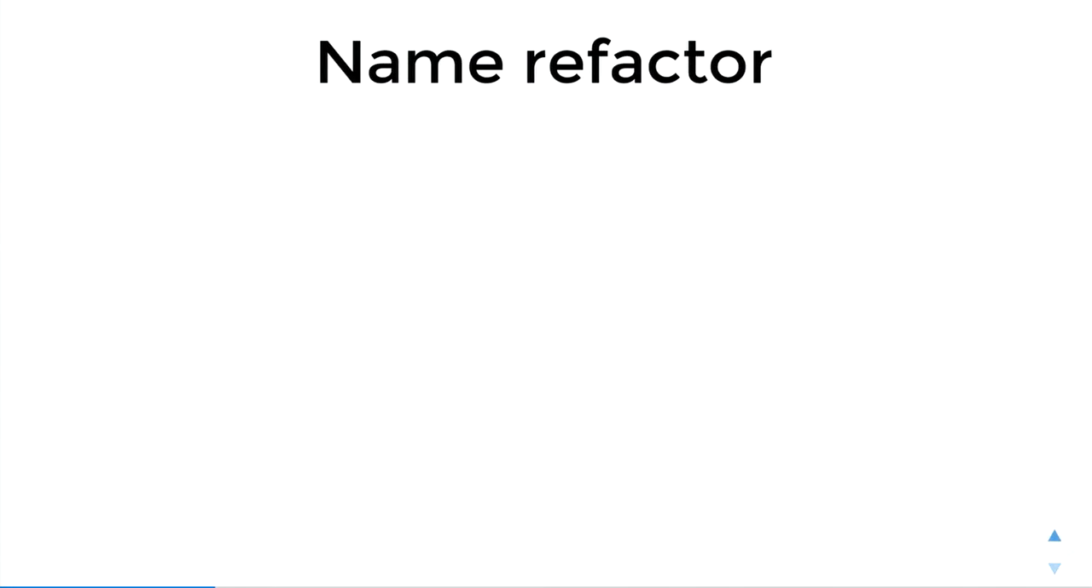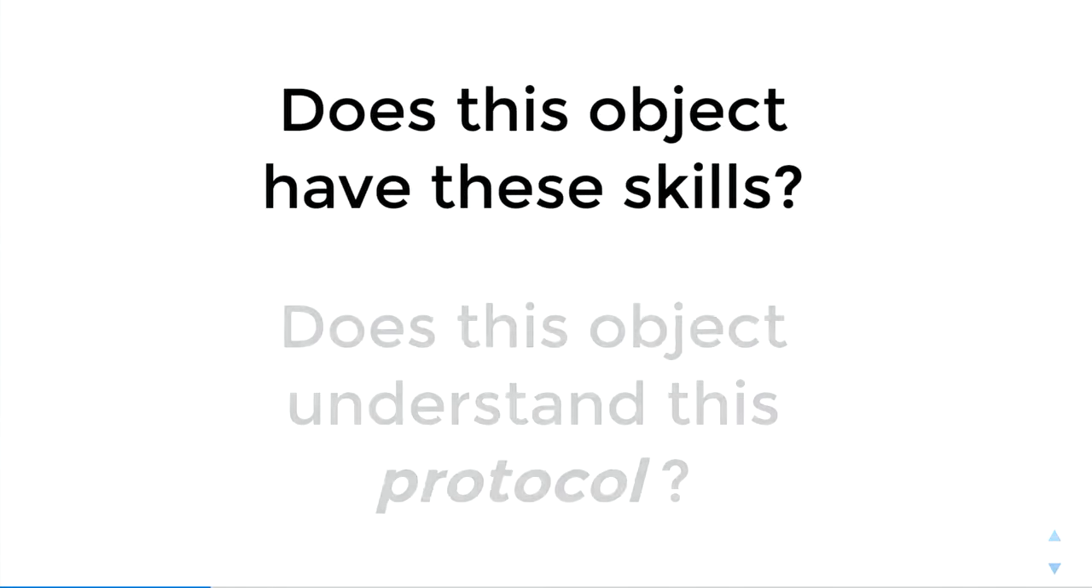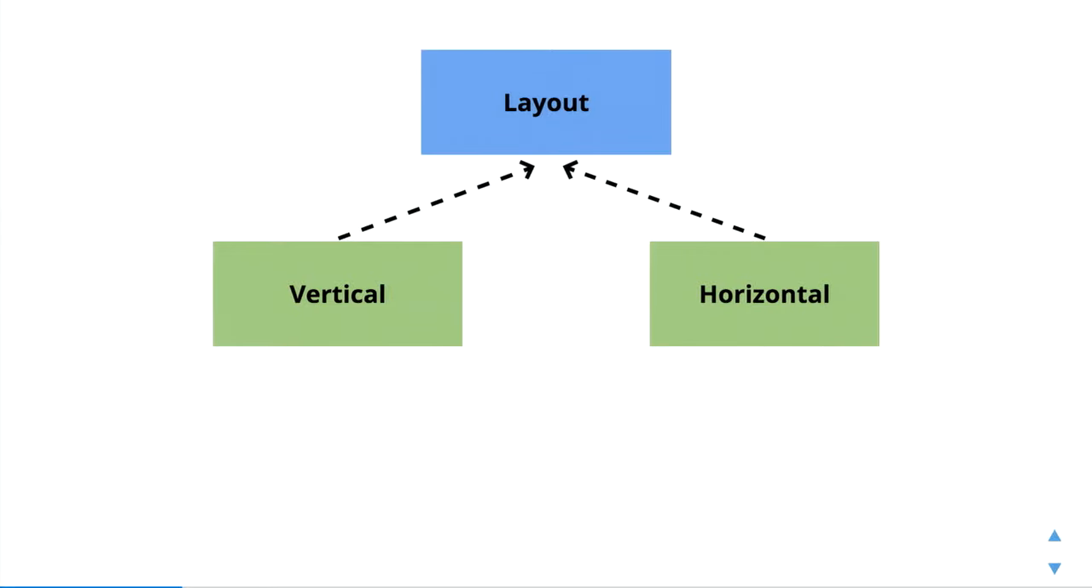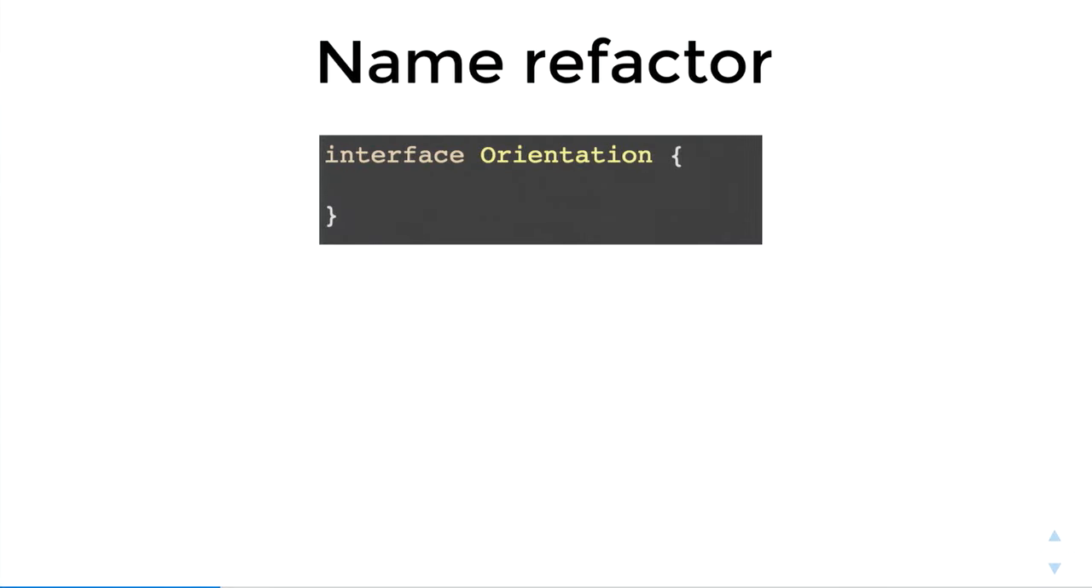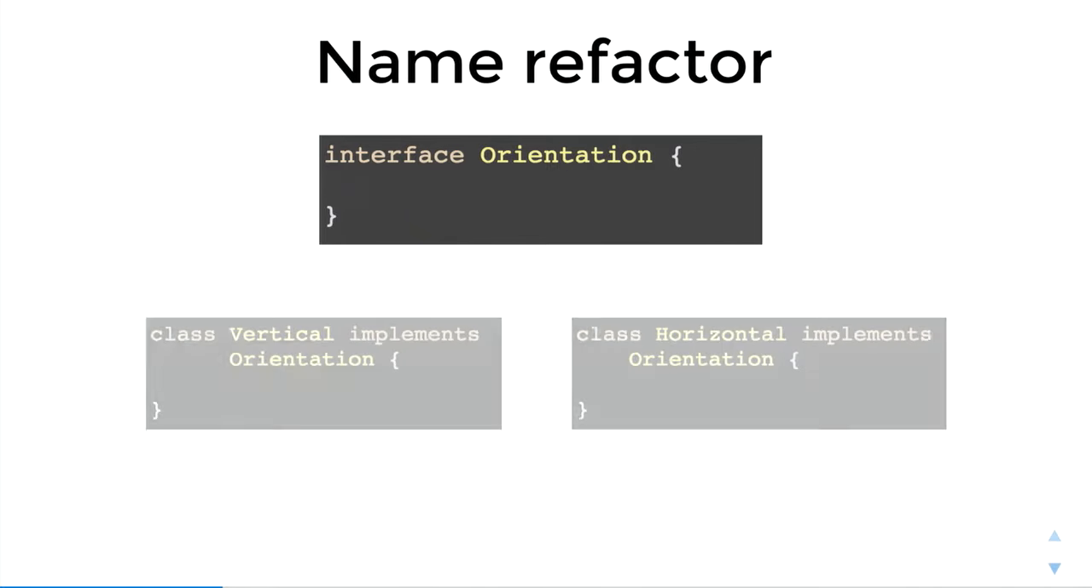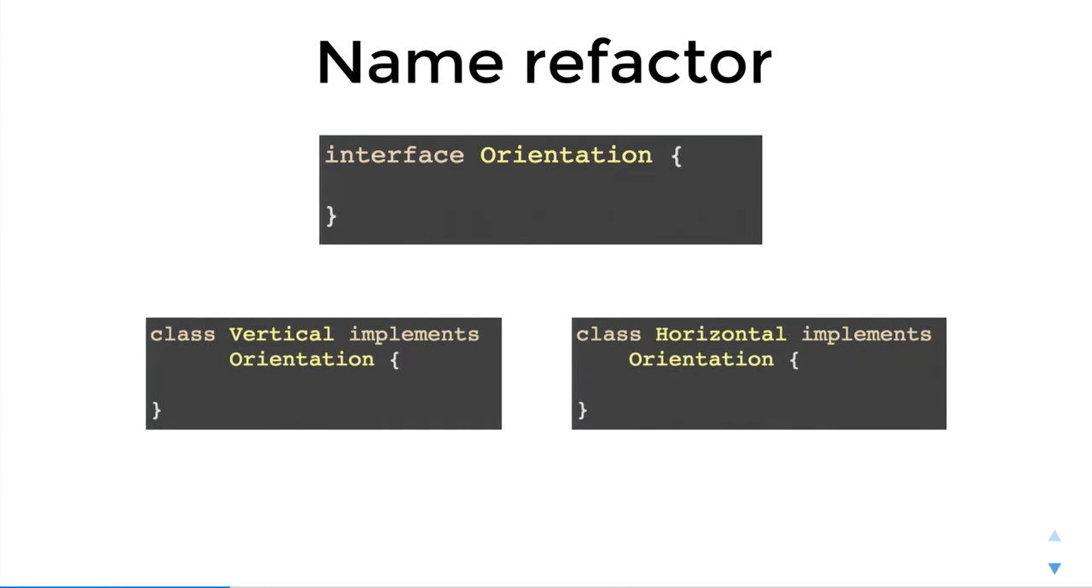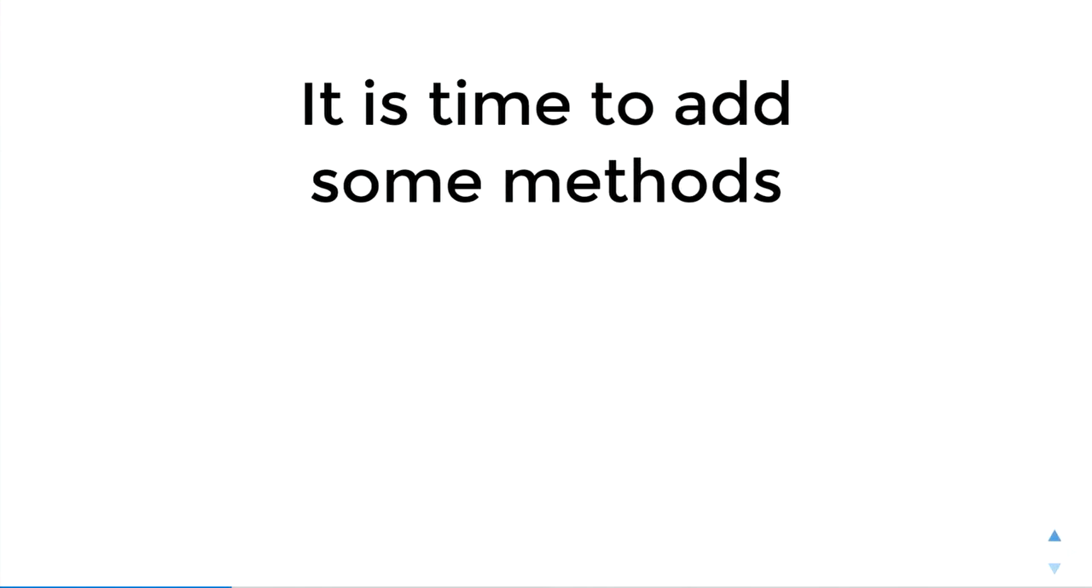So we could come up with a naming refactor because keeping the idea of layout is not really a skill set. We are really talking about the orientation protocol. So just a quick refactor here. We are switching from interface layout to actually interface orientation. And then we keep the two concrete classes implementing orientation. All right? All happy?